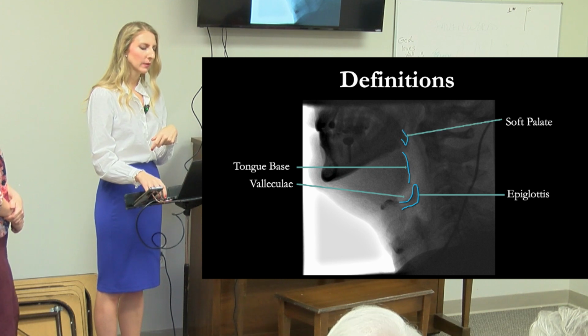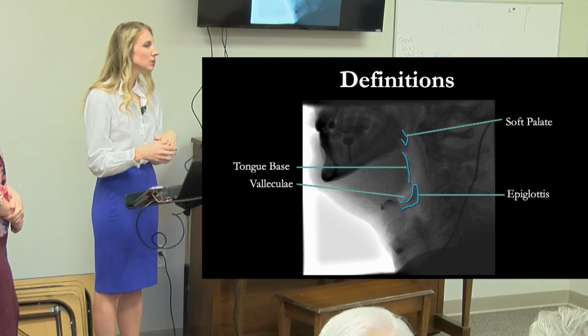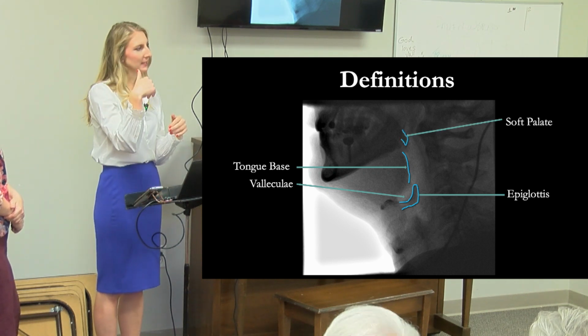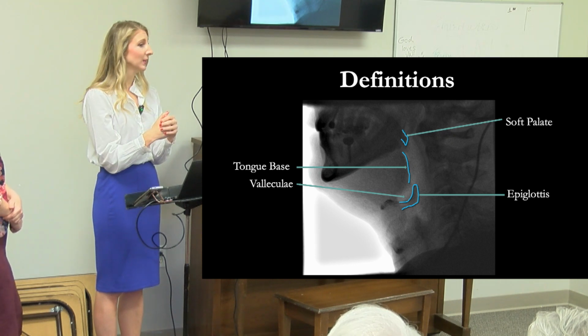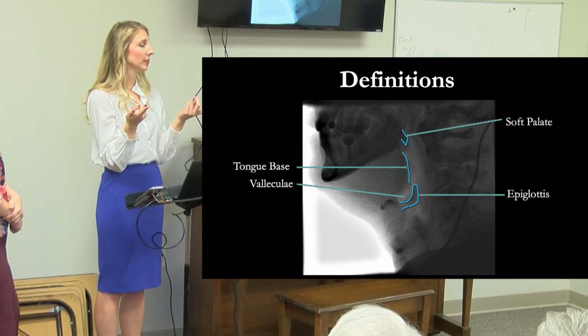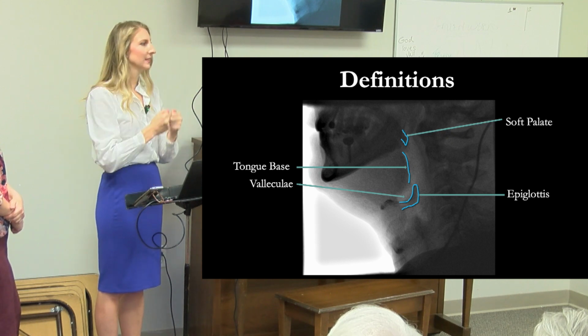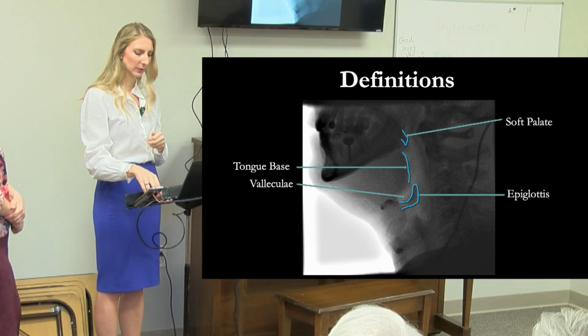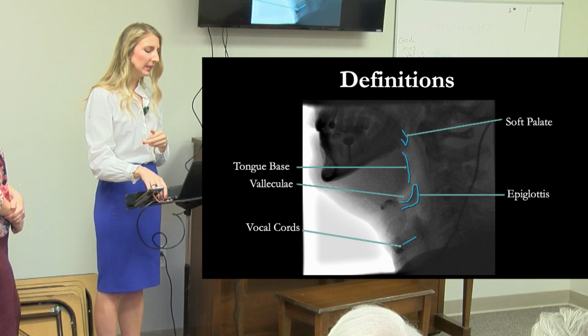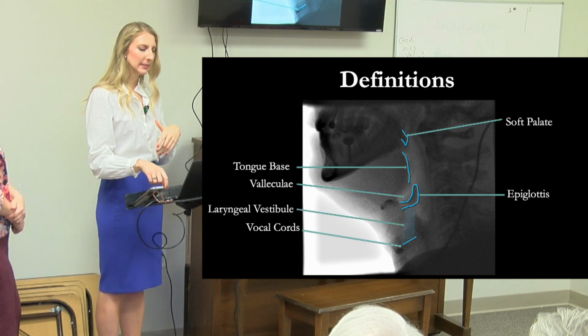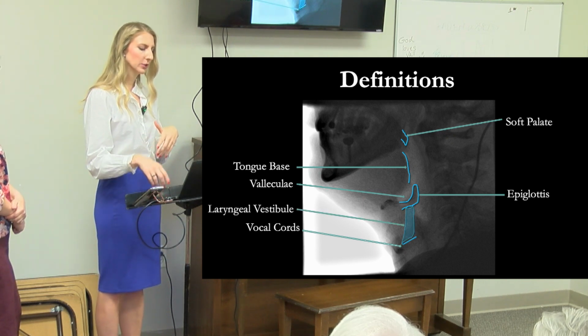Up here is your soft palate. It's going to elevate against the back wall when you swallow, because we don't want material going up and into our nose and have some nasal regurgitation. It also helps generate the nice pressure that we need for swallowing. Here are the level of the vocal cords, and then here is the laryngeal vestibule.